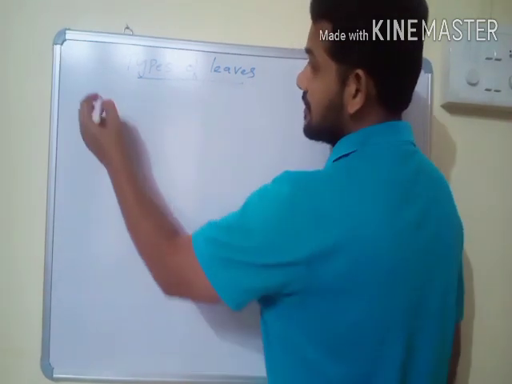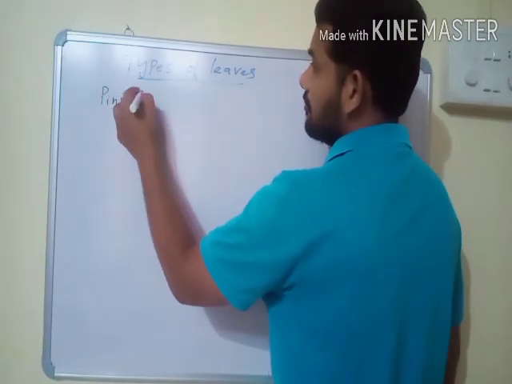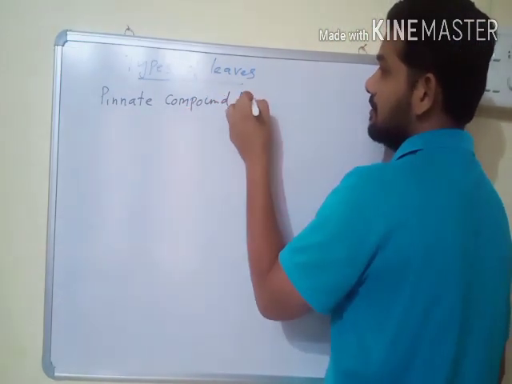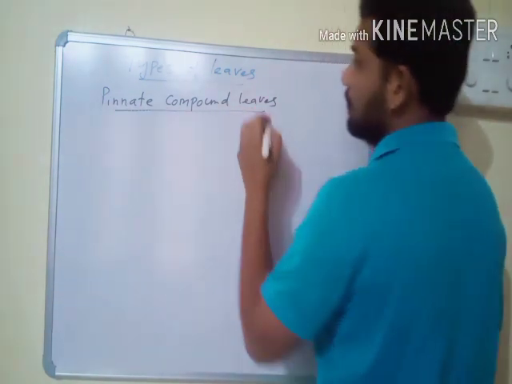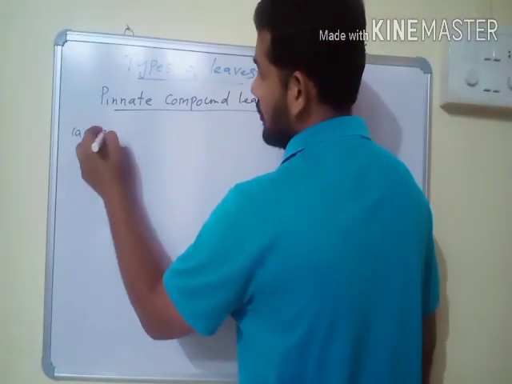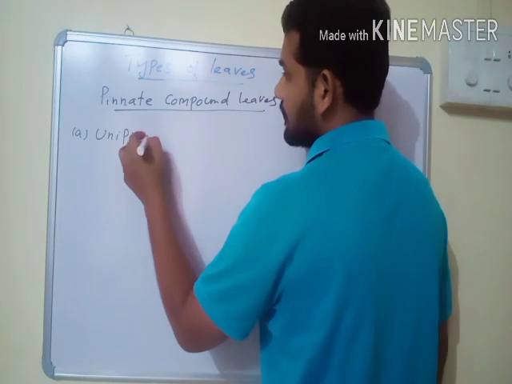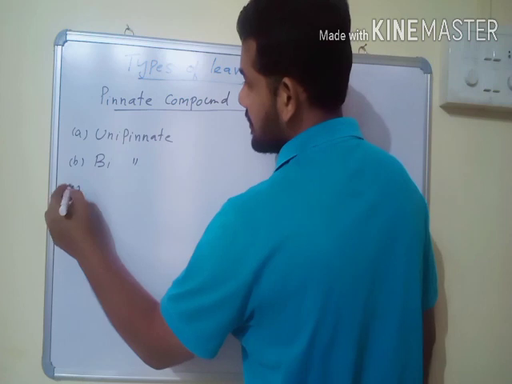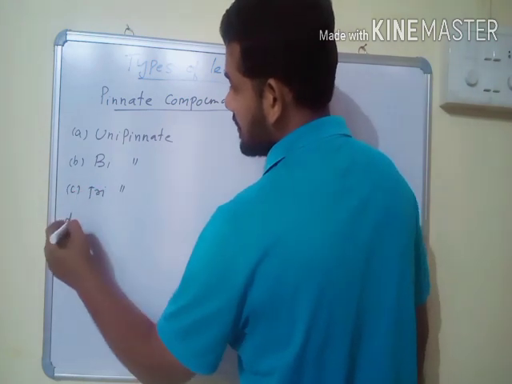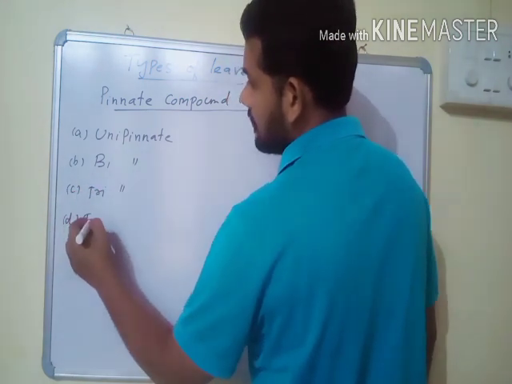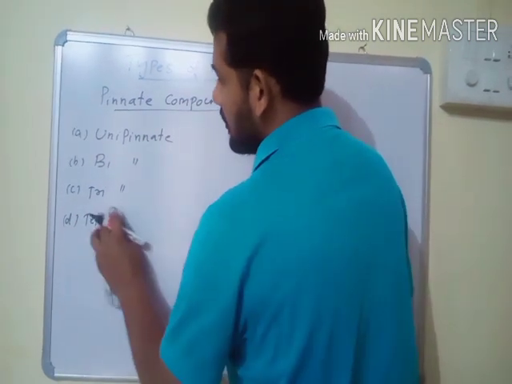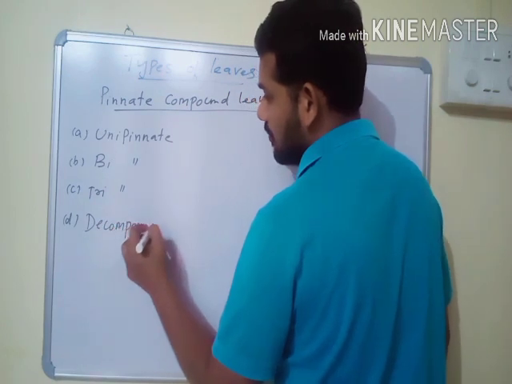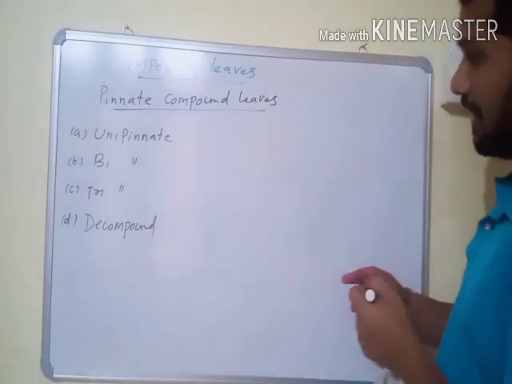Pinnate compound leaves, depending on the number of pinna, are again divided into 4 types. What are the 4 types? Unipinnate compound leaves, bipinnate compound leaves, tripinnate compound leaves, and decompound leaves. These are the 4 types of pinnate compound leaves.